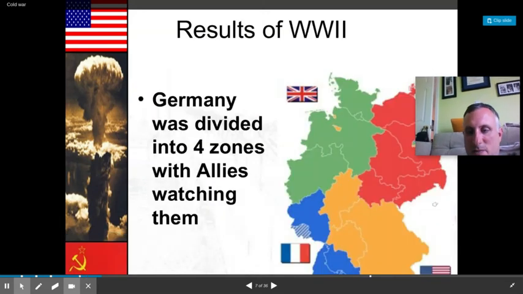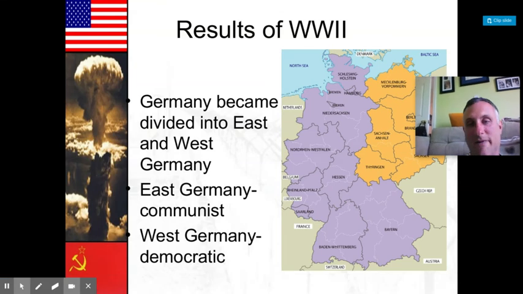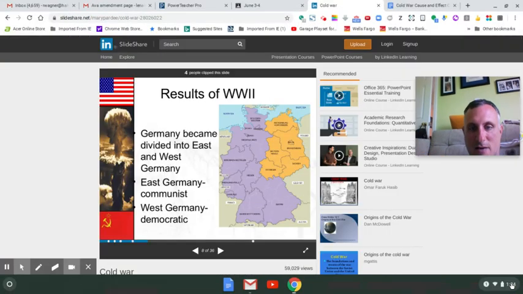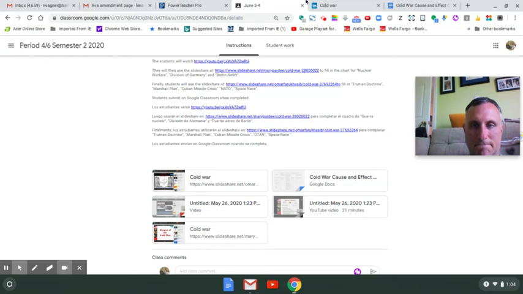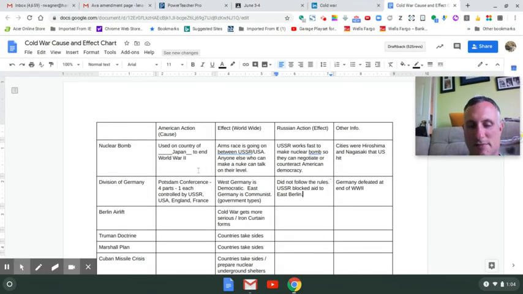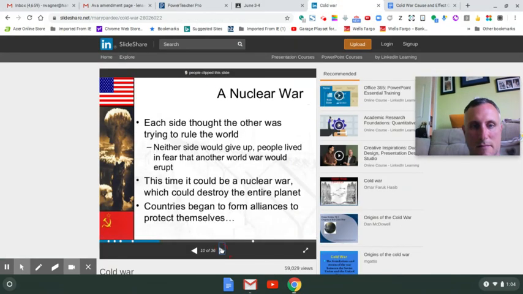Four zones with allies watching them. East Germany becomes communist. West Germany becomes democratic. So that's where I find the answers that help me fill out that one about the division of Germany. I shrink this back down. Not my best work right there. The chart continued. The Berlin Airlift.